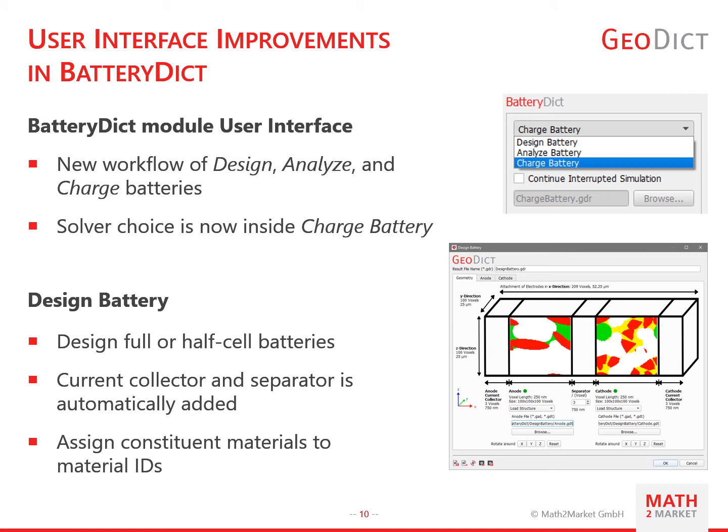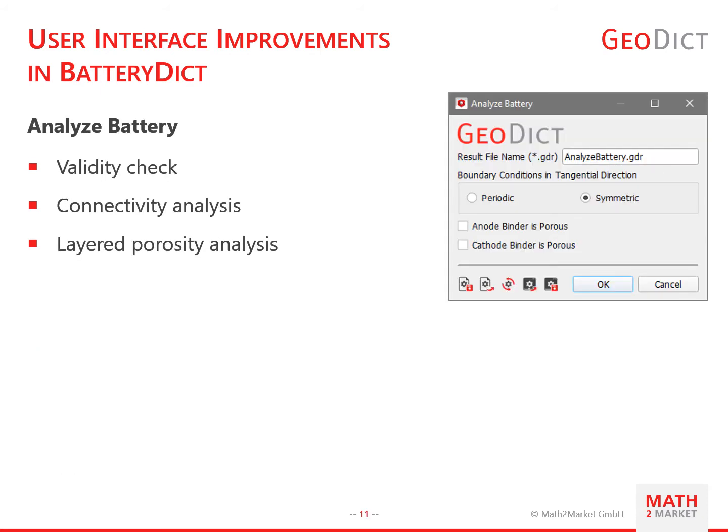The workflow is now shown briefly. First, you can design batteries with a battery designer where you can design full or half-cell batteries. Here you just need to provide the microstructure of an anode and the cathode side, and they are layered together with a separator and current collectors on both sides automatically. With the Analyze Battery command, you can check the validity, connectivity, and layered solid volume content of a generated battery microstructure.